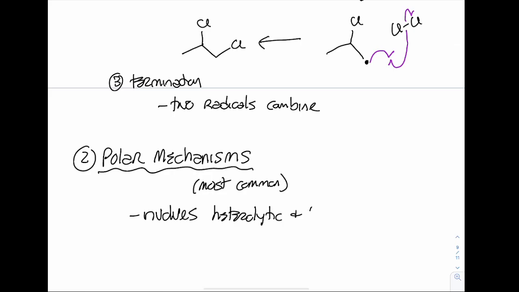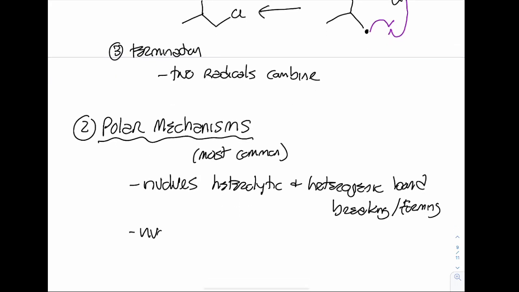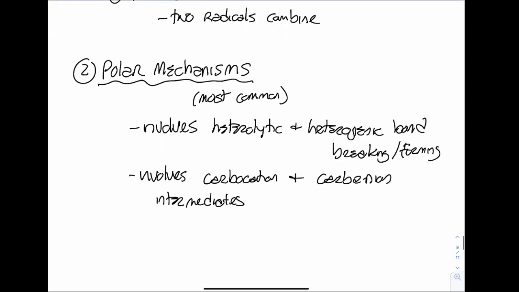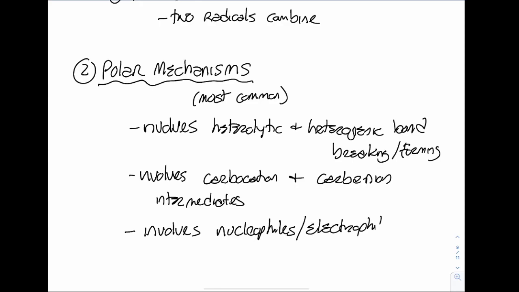So heterolytic and heterogenic bond breaking and forming. Involves carbocation and carbanion intermediates. It involves nucleophiles and electrophiles. Right? Remember, my nucleophile is my electron source. My electrophile is my electron receptor, right? Nucleophiles are electron rich, electrophiles are electron poor.